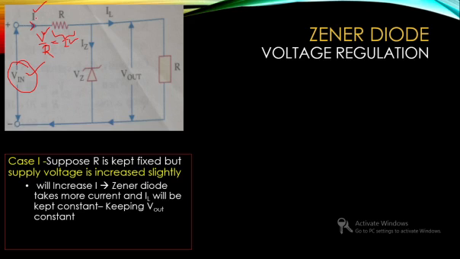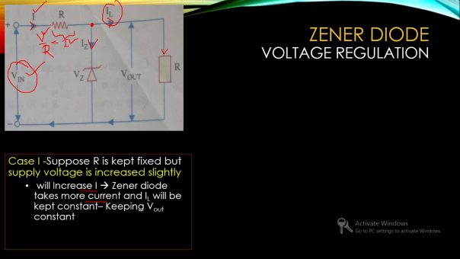Now, since I increases, when it splits into IZ and IL, either could have the possibility of increasing. And what is the speciality of the Zener diode? The Zener diode can draw any amount of current. So as I is increased, IZ, the current drawn by the Zener, will increase. So the amount of current going into the load resistance will be less. Okay, so IL will be less. That means the load current will be less, or correspondingly we can see the output voltage will be kept constant.